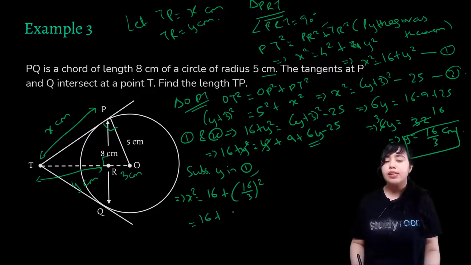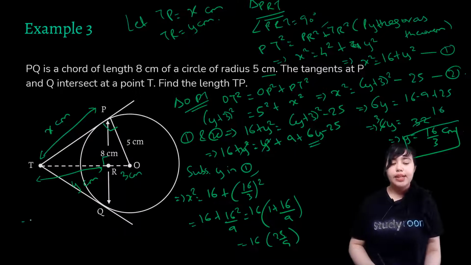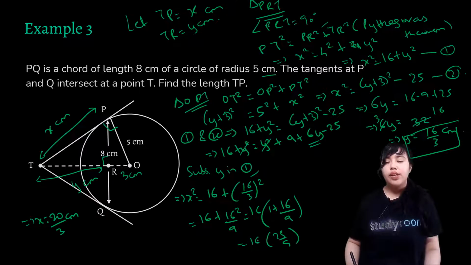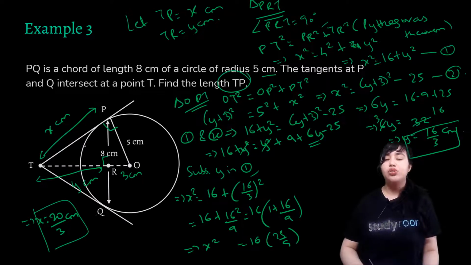Now that becomes 16 plus 16 square by 9. Take a 16 common, you will get 1 plus 16 upon 9. So that becomes 16 into 25 by 9. And when you solve this, you will ultimately get X as 20 by 3 centimeters. Okay, so basically if you take square root, then you will get this. So 16 square root is 4, 25 is 5, and 9 is 3. So that's how we get X as 20 by 3 centimeters. And this is of use to us because this is the length of TP, the tangent whose length we need to determine.